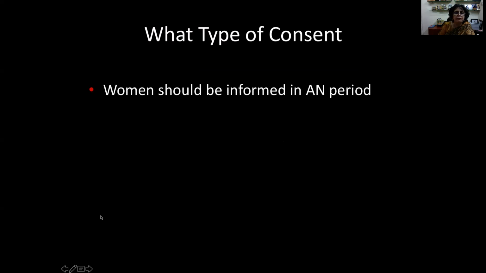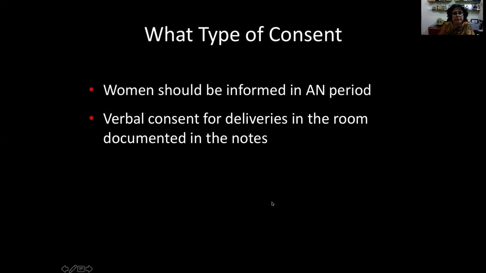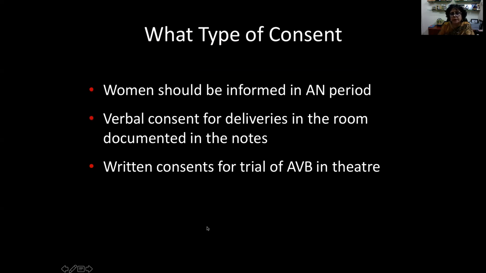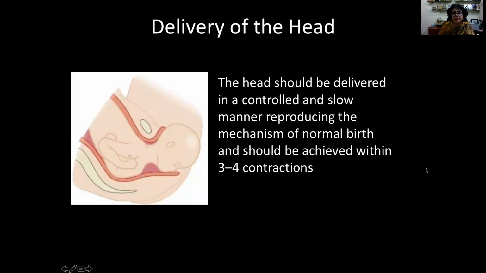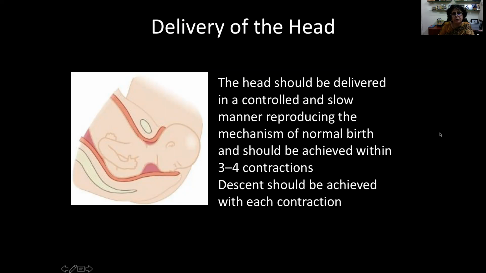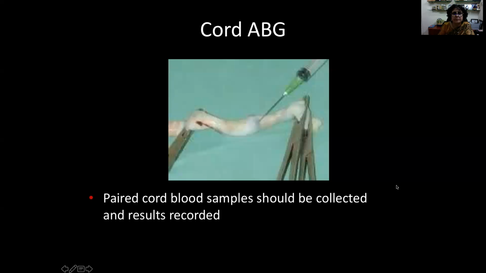What type of consent should women be informed about in the antenatal period? Verbal consent for deliveries in the delivery room, rightly documented in the notes, and written consent for the trial of assisted vaginal birth in the theatre. The head should be delivered in a controlled and slow manner, reproducing the mechanism of normal birth, and should be achieved within 3 to 4 contractions, and descent should be achieved with each contraction.